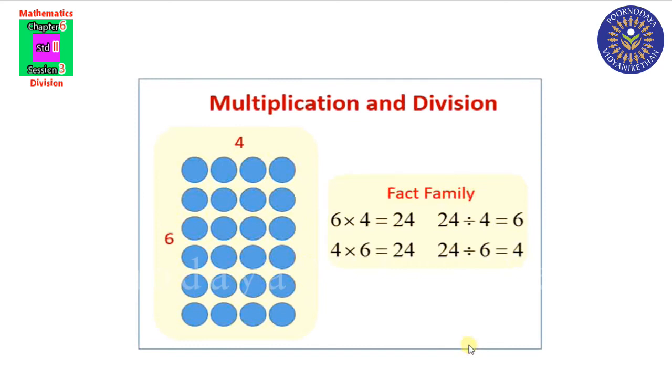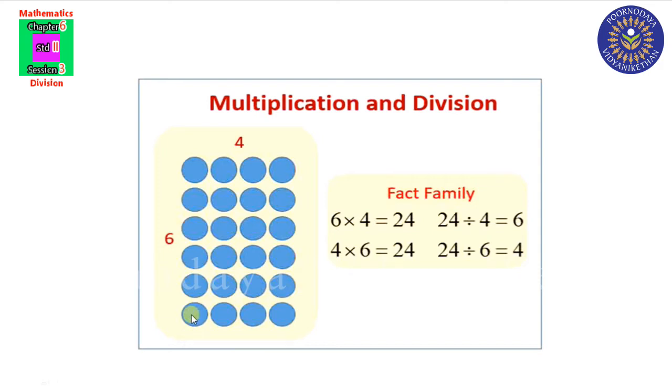One more example. See here, how many dots are there in the first row? 1, 2, 3, 4. Clear? So, how many rows are there? 1, 2, 3, 4, 5, 6. 6 rows of 4 dots. Altogether 24. 6 fours are 24.